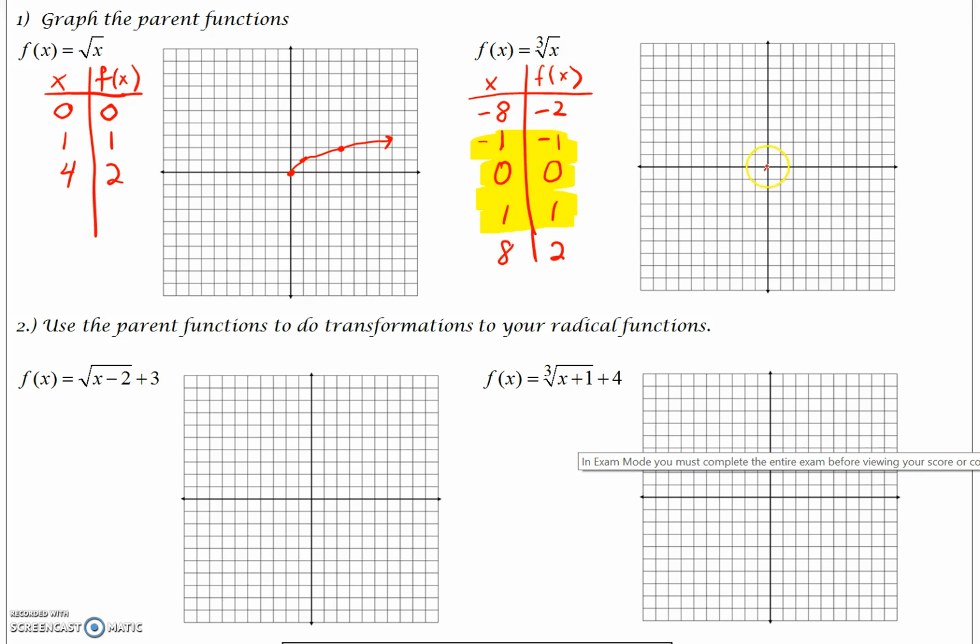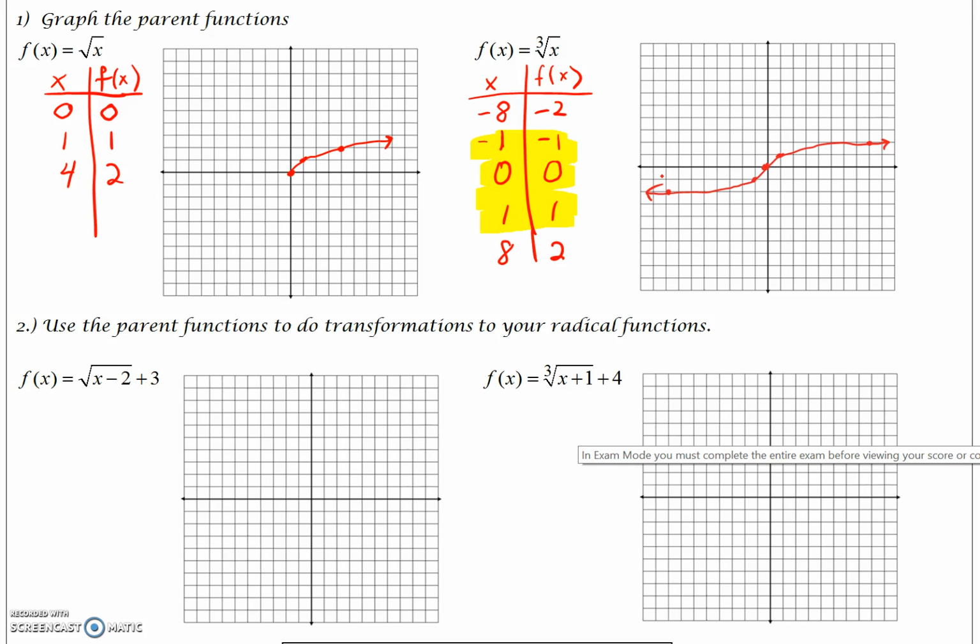So graphing these, I'm going to graph all of them for this purpose. (1, 1), (negative 1, negative 1), and then 1, 2, 3, 4, 5, 6, 7, 8 for (8, 2), and negative 1, negative 2, negative 3, 4, 5, 6, 7, 8 for (negative 8, negative 2). So it's going to look like that. There's the cube root.